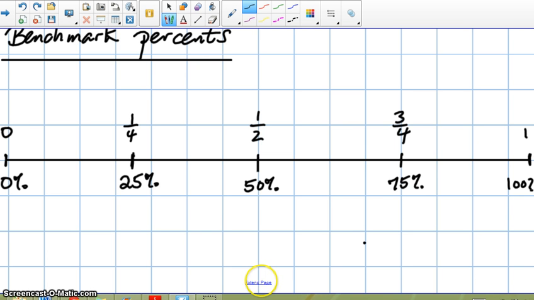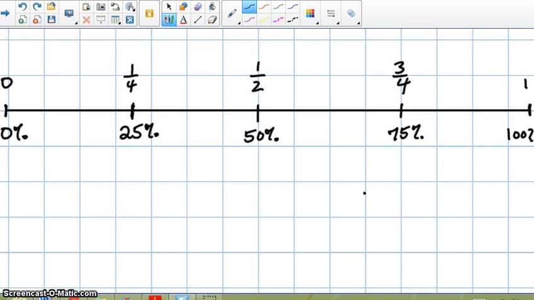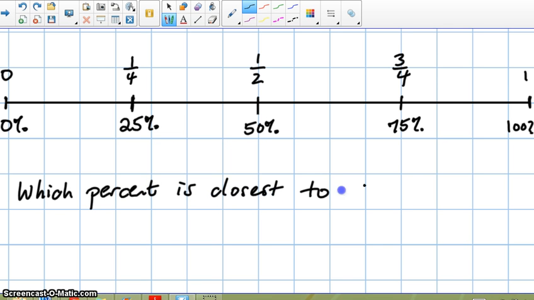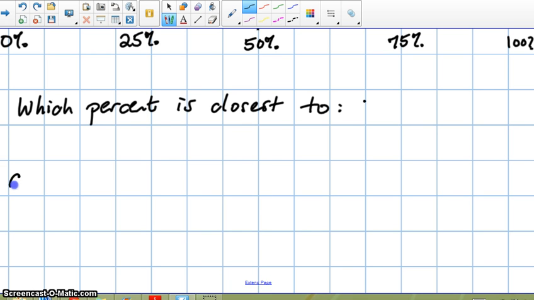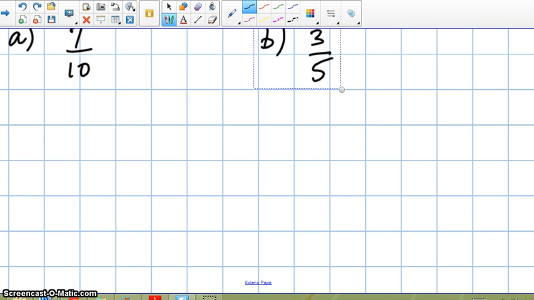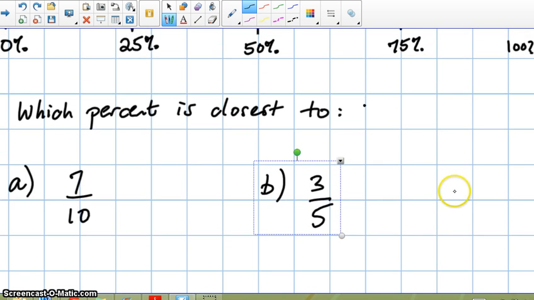So, in terms of questions you have to deal with in terms of benchmark percents, here's an example. Suppose I asked you which percent is closest to, say, question A, 7/10, and question B, 3/5. Let's just leave it at A and B for now.